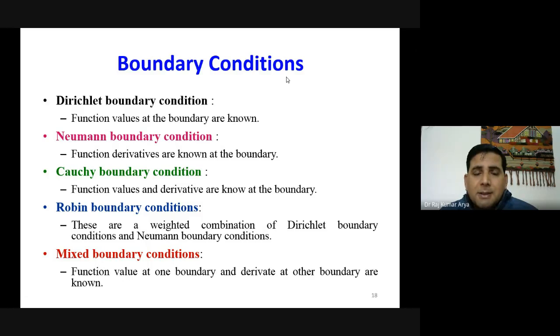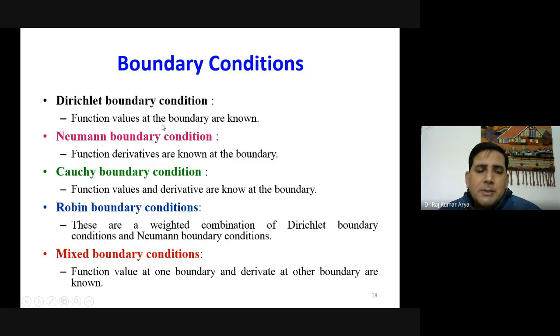So finally, let's say you got some equation. Now you need to solve them. So you need boundary conditions, right? Boundary conditions can also be classified into several categories. So first one you have here is the Dirichlet boundary condition. So what does it say?